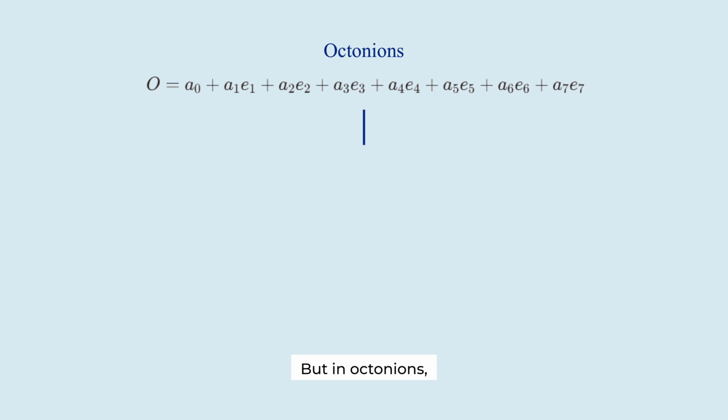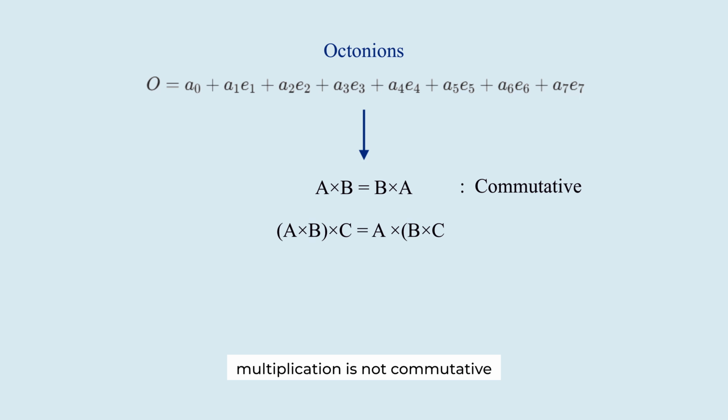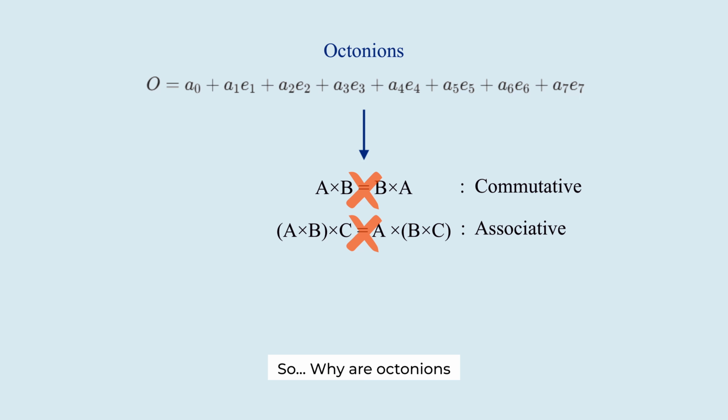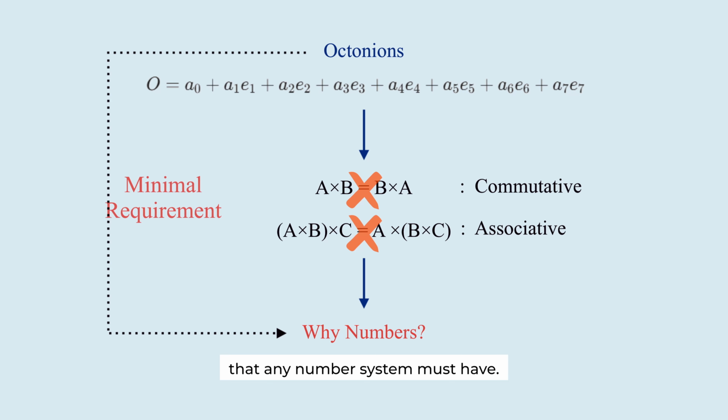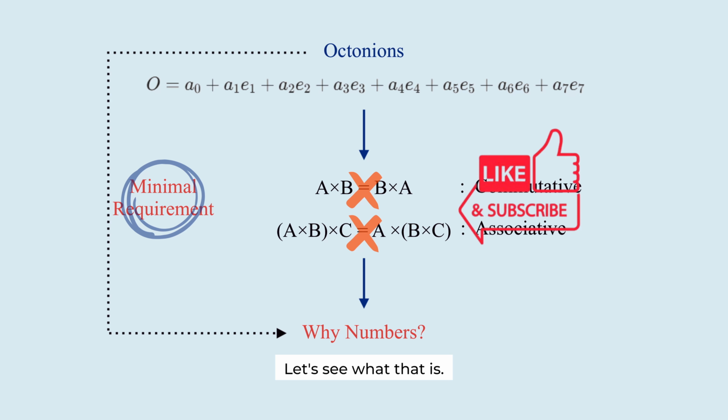But in octonions, multiplication is not commutative and not even associative. So why are octonions still accepted as numbers? Because they satisfy the last minimum requirement that any number system must have. Let's see what that is.